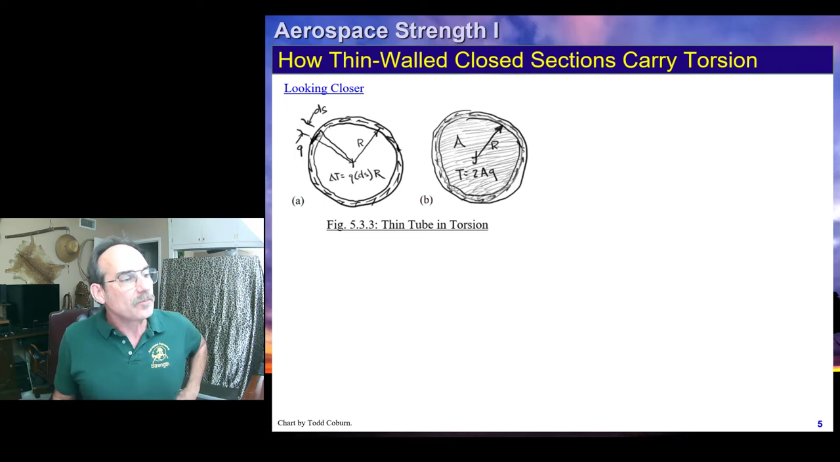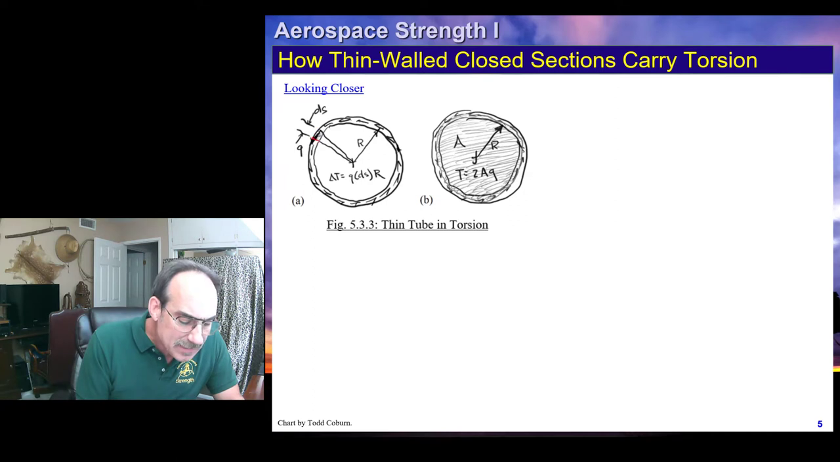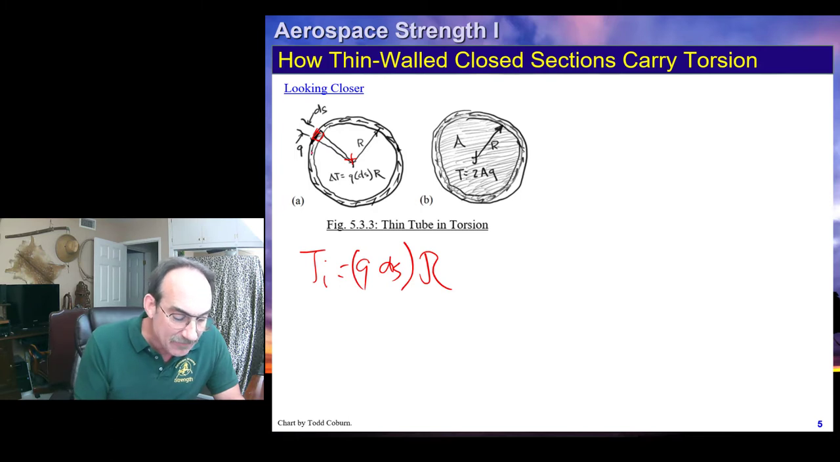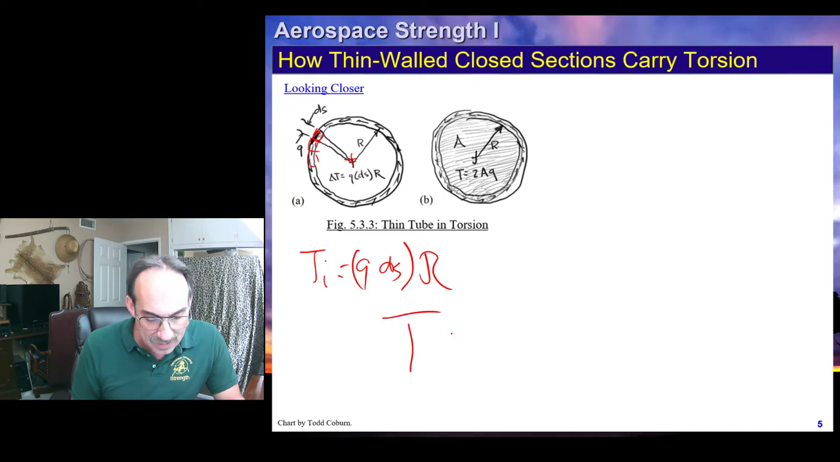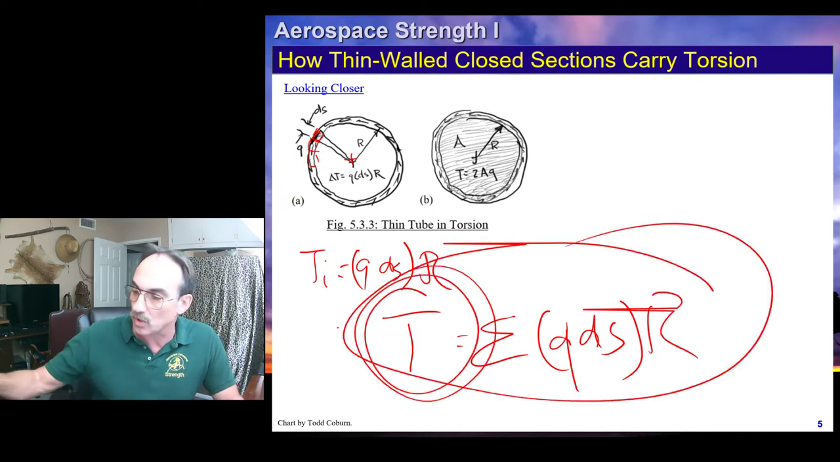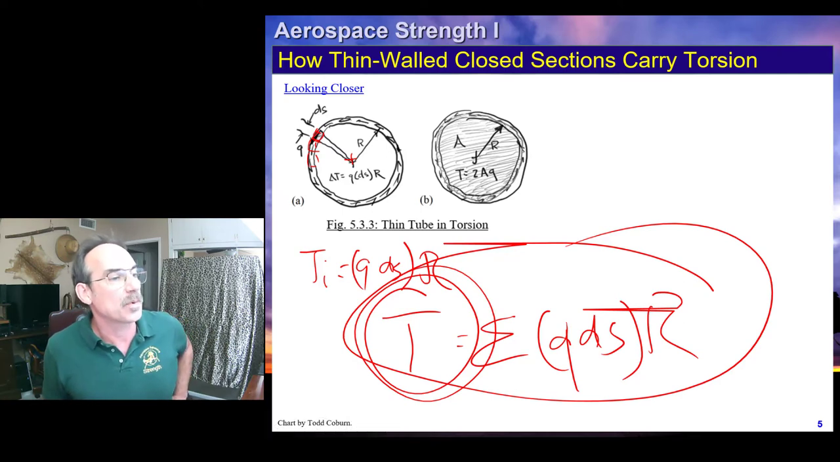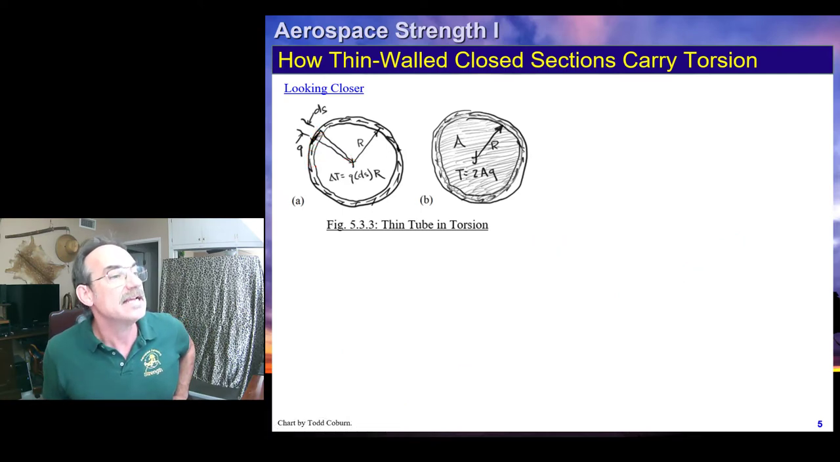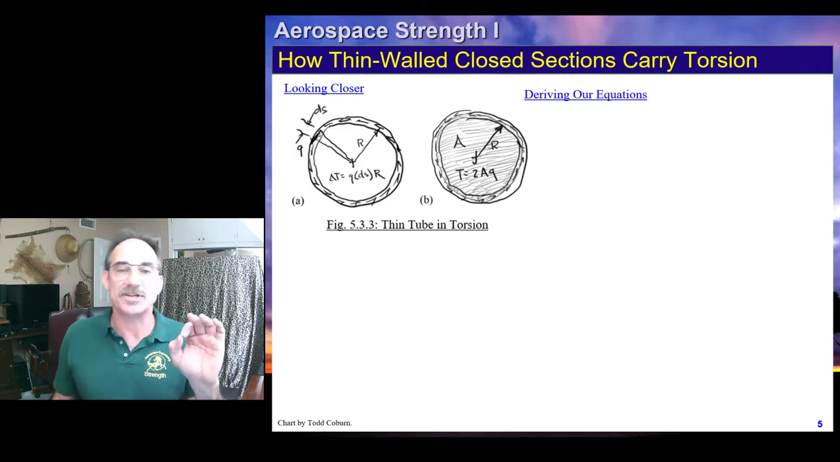Now we see that, and we say, okay, got that idea. So the torque that this little piece causes about the centroid is just this Q times ds times R. That is the torque of that little element. And I've got a little torque for this little element next to it, and a little torque for this. If I want the total torque on the section, I'll have to sum up all the Q ds, which is a force, times the R's, and that will give us the total torque on the section. Okay? That's what we're going to be deriving on this slide.